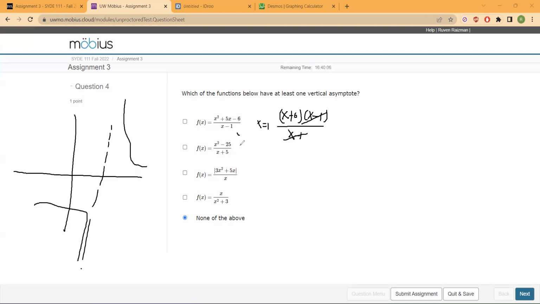Same thing actually happens over here. So x equals negative 5 would yield us an asymptote. But because x squared minus 25 we can factor into x minus 5 times x plus 5 over x plus 5, the x plus 5s would cancel out, and therefore no asymptote would happen. Over here, even though again we have an x, it would be canceled out, and therefore no asymptote.